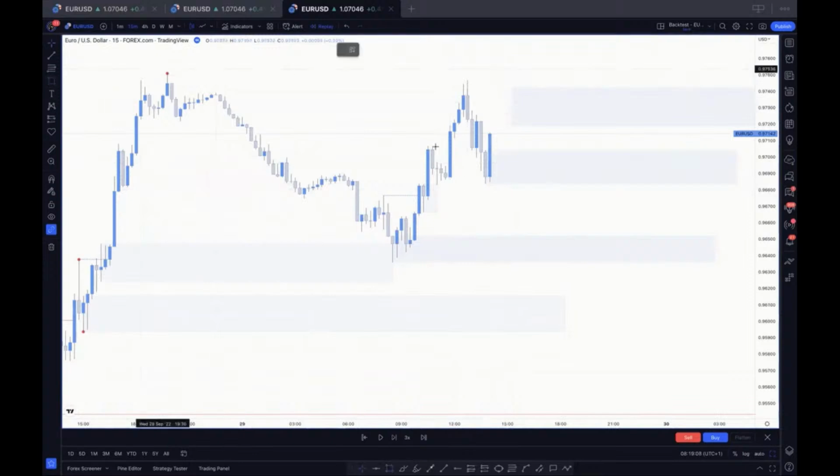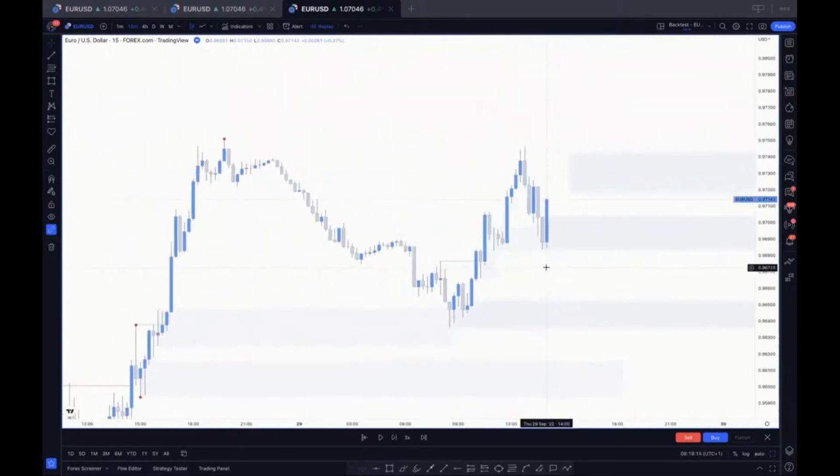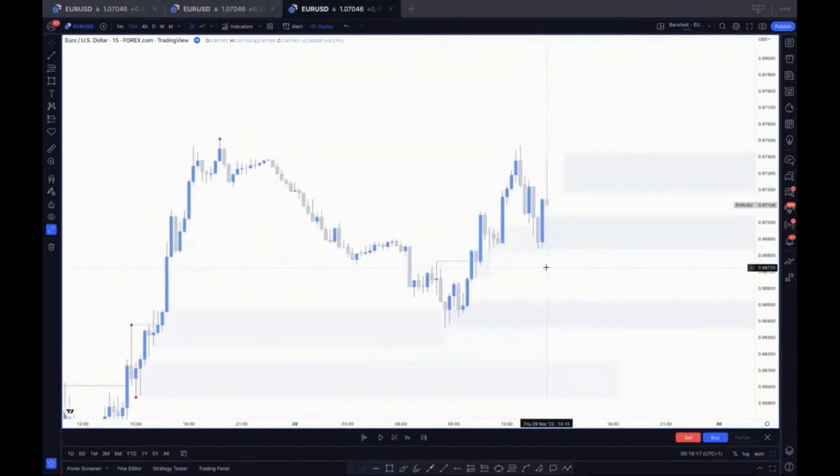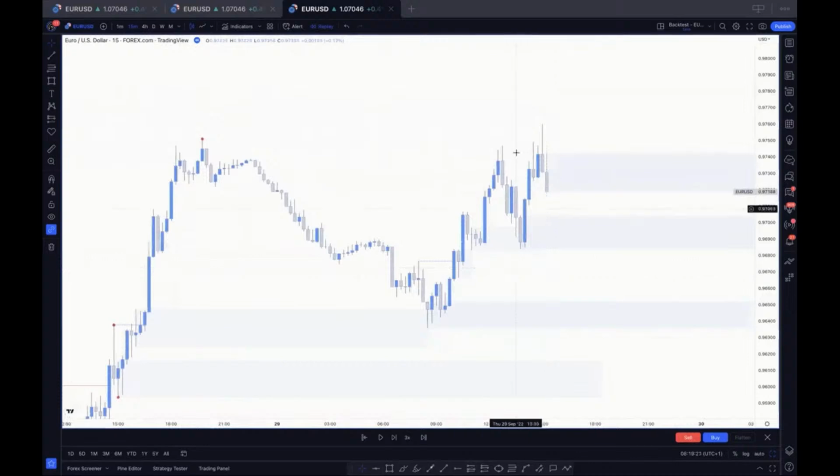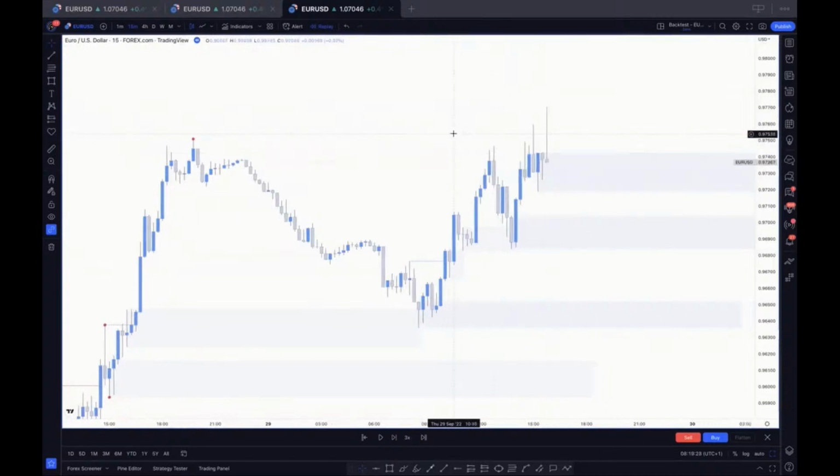So we can actually just take this rectangle tool and also do the same thing here. You can see that. Now we can continue to play the bar. Okay, cool. So it hasn't taken out this high by the body. So these are just wicks, right? It hasn't taken out this previous high by the body. So we can just continue to look at that.